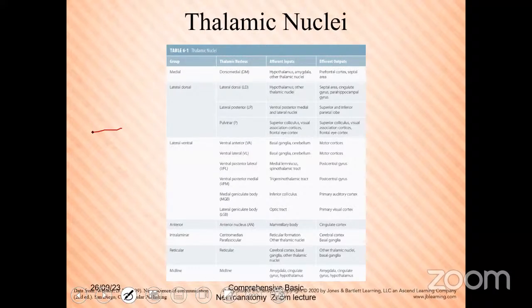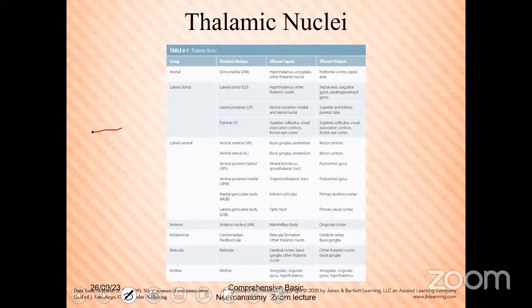The lateral dorsal group, the lateral ventral group: the lateral dorsal, lateral posterior, pulvinar. The lateral dorsal, or LD, is connected to the hypothalamus and other thalamic nuclei. And the efferent outputs go to the septal area, cingulate gyrus, and parahippocampal gyrus. This is a part of the salience network.